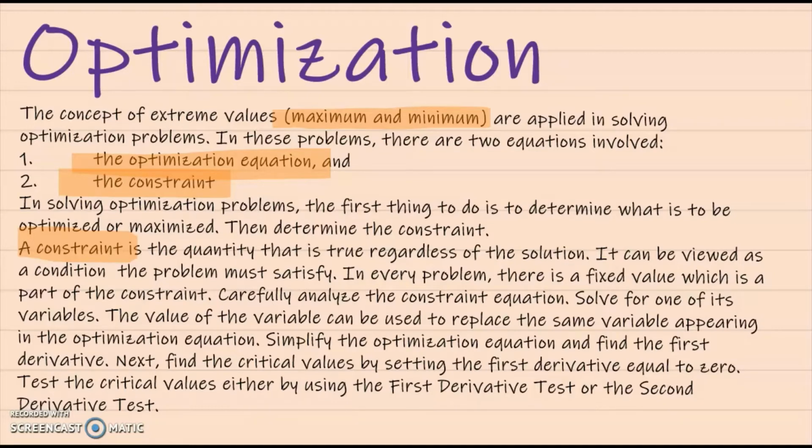Carefully analyze the constraint equation. Solve for one of its variables. The value of the variable can be used to replace the same variable appearing in the optimization equation. Simplify the optimization equation and find the first derivative. Next, find the critical values by setting the first derivative equal to 0. Test the critical values either by using the first derivative test or the second derivative test.